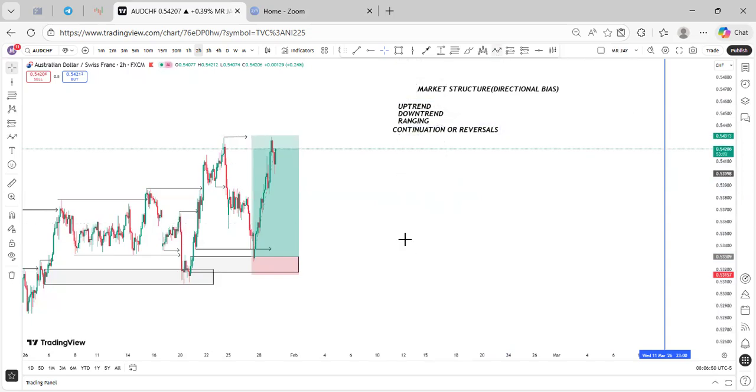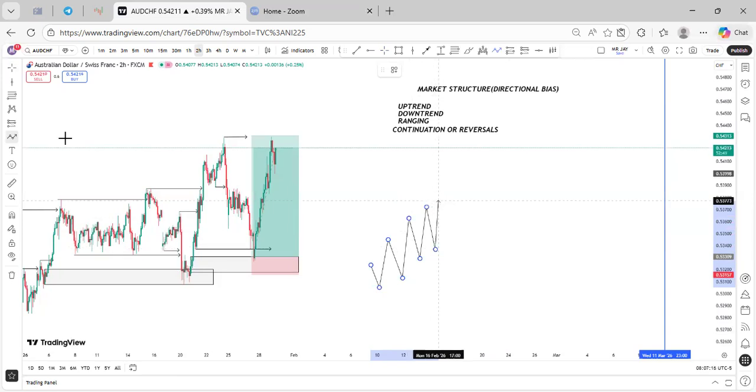So in the uptrend, we have something like this. The market is moving like this. And as this market is moving like this, it's creating what we call higher highs, and the lows are also higher, right? So you can see we are having higher highs being created, and we're also having higher lows being created as this market is making this move.